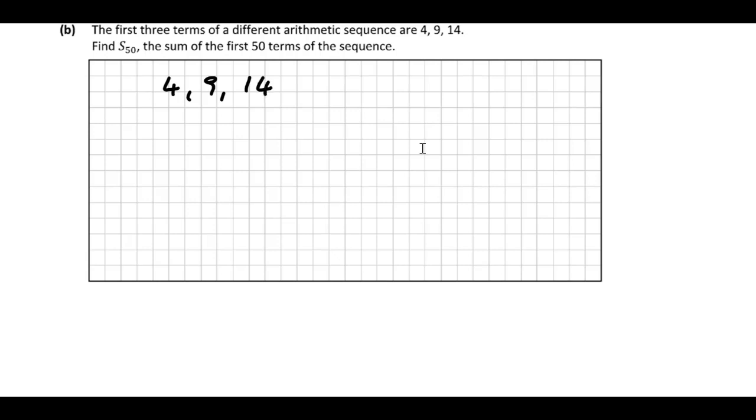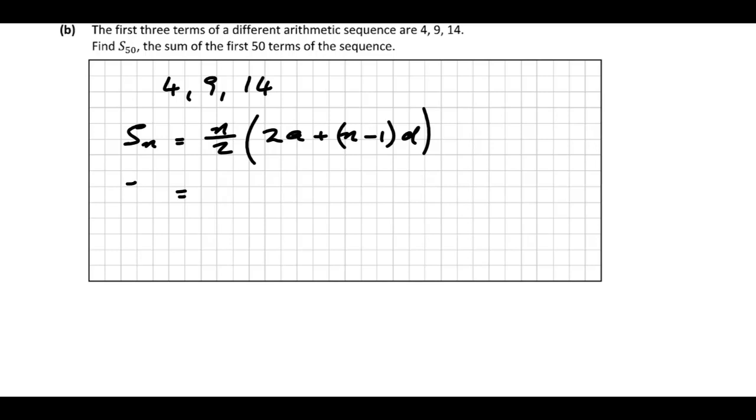Okay, so part b, the first 3 terms of a different arithmetic sequence are 4, 9, and 14. Find S50, the sum of the first 50 terms. So again, if you look up your log tables, you've got Sn is equal to n over 2 times 2a plus n minus 1 times d. So we've just got to put in our n's and d's here and so on.